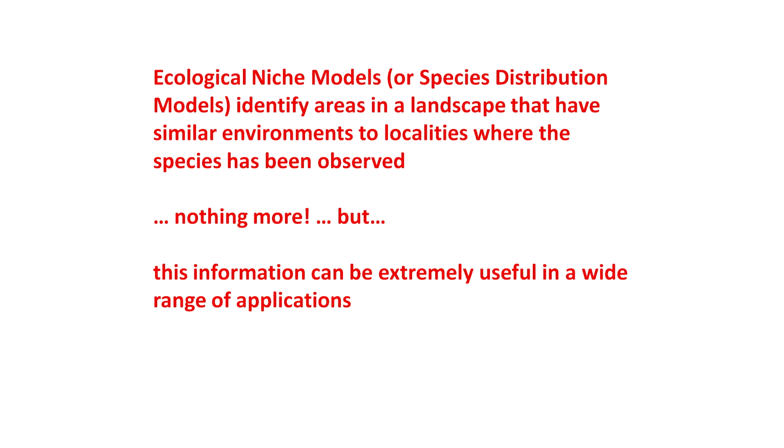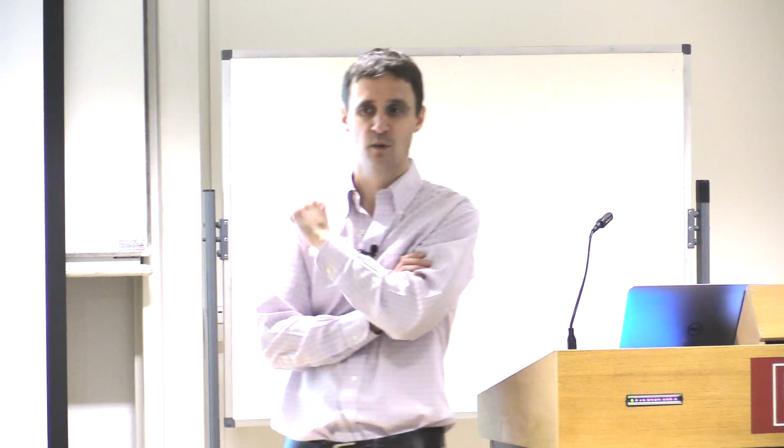Let's crack on. So this is the headline thing that I've put in bold in red because it's so important. Ecological niche models or species distribution models, whatever you want to call them, they identify areas in a landscape that have similar environments to localities where the species has been observed. Nothing more and nothing less. Is it the niche? Is it the distribution? Well, it's going to depend on the particular circumstance that you're working with, but that fundamentally is what you are doing when you draw your output. That is what your output is telling you.